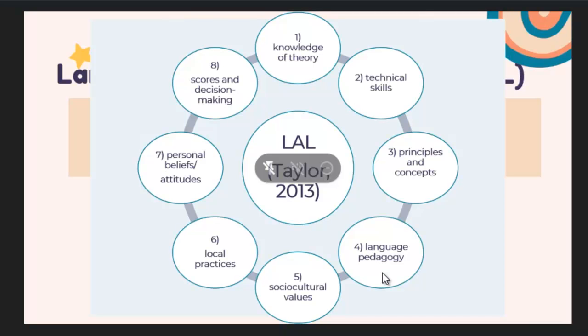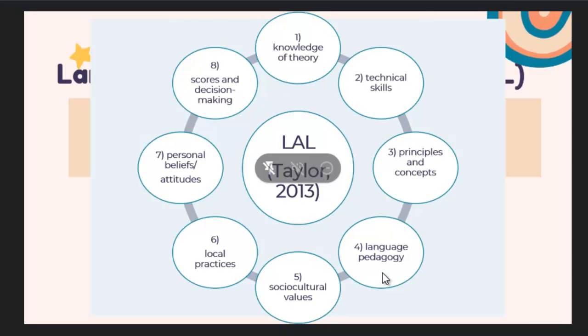Number 2, technical skill. You need to know how to use the software, the programs that assist your process of assessment. Number 3, principles and concepts. Number 4, language pedagogy. Of course, you are a teacher and you need to know something about teaching methodology. Number 5, sociocultural values, the connection between the society and the culture. Number 6, local practices. You are teaching in a Vietnamese environment or you are teaching in a bilingual environment. You need to know their own practices.